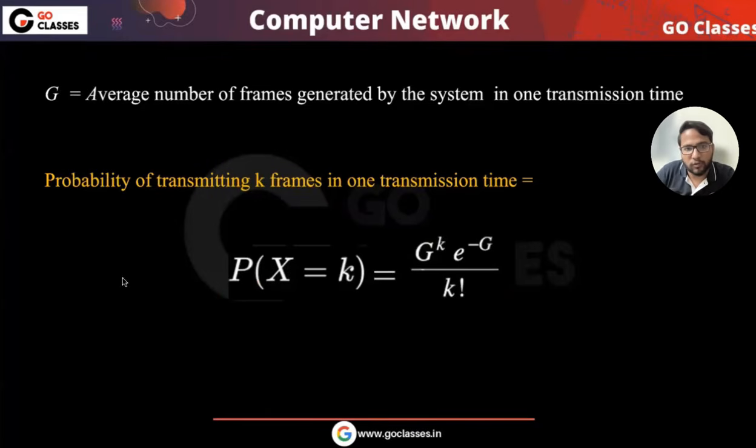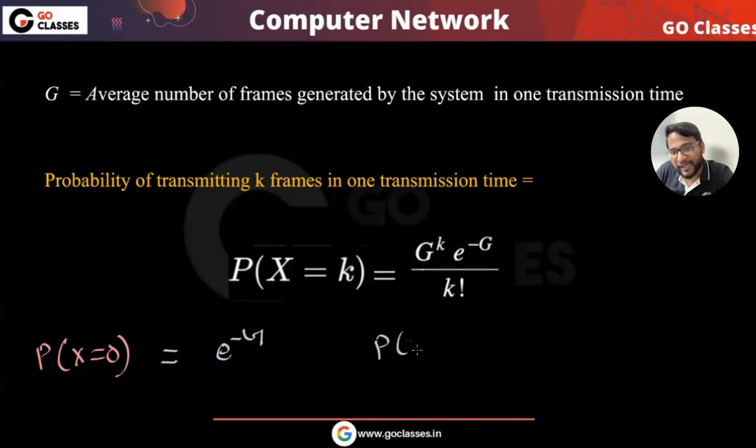So e power minus G into G power k upon k factorial, right? Now, if I ask you, what is this P0? P0 means probability of X being 0, which means exactly 0 frames, which means that no one is transmitting in that given slot. What is this probability? E power minus G, right? If k value is 0, then you will get e power minus G.